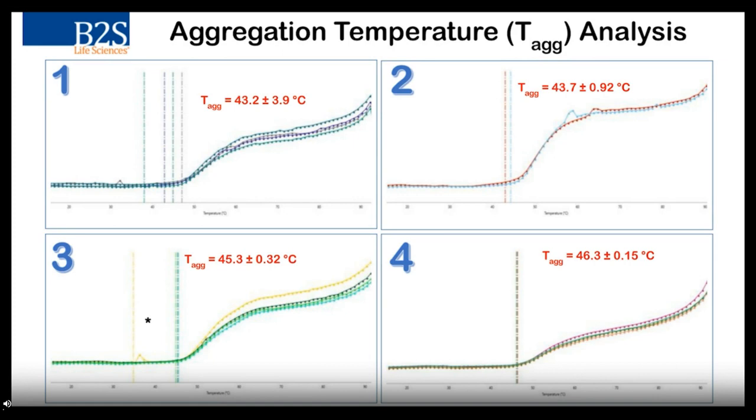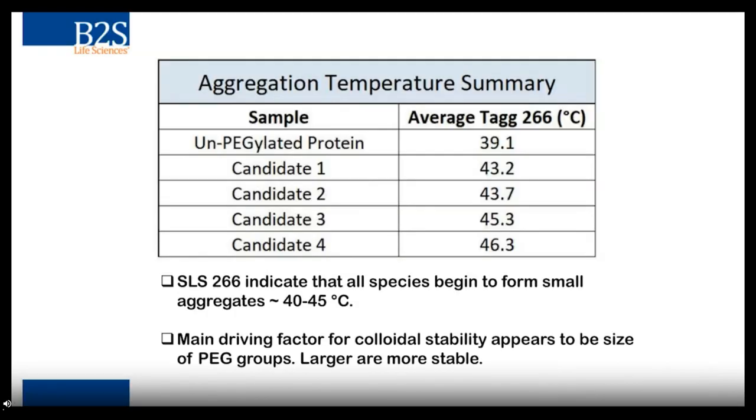So if we look at all 4 of the numbered candidates, you can see that candidates 1 and 2 are about the same, and candidates 3 and 4 have a slightly improved colloidal stability, with candidate 4 being the best. And notably, candidate 4, again, is the large peg. So we were concluding that the larger peg modification led to the best improvement in colloidal stability.